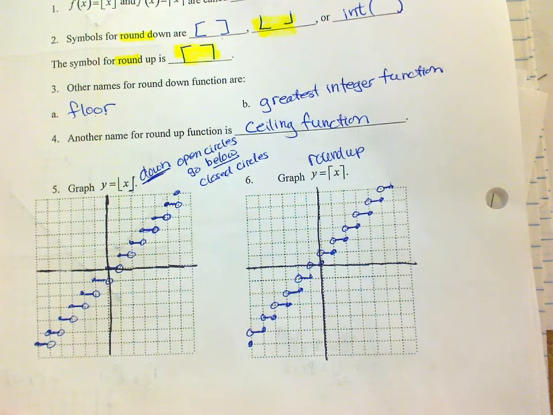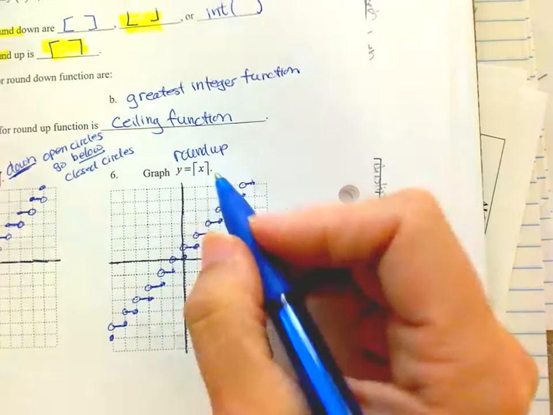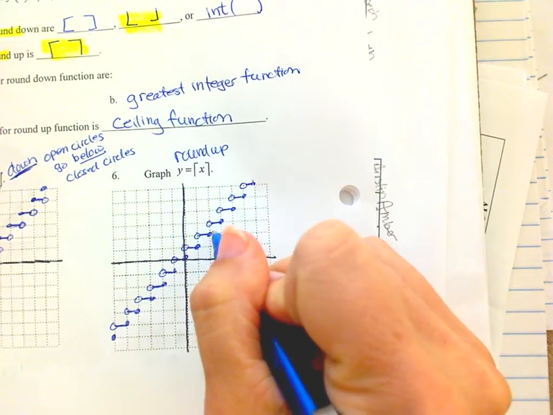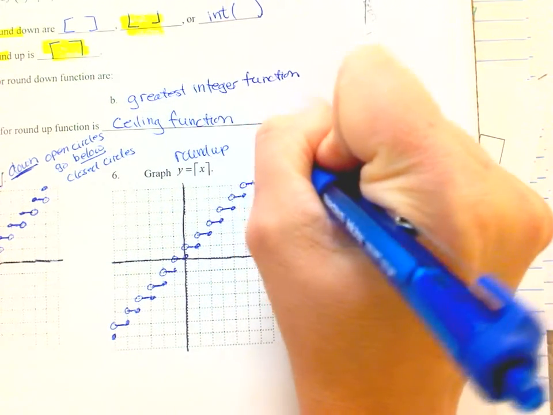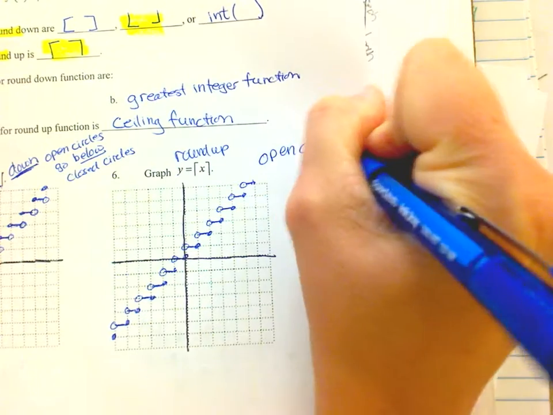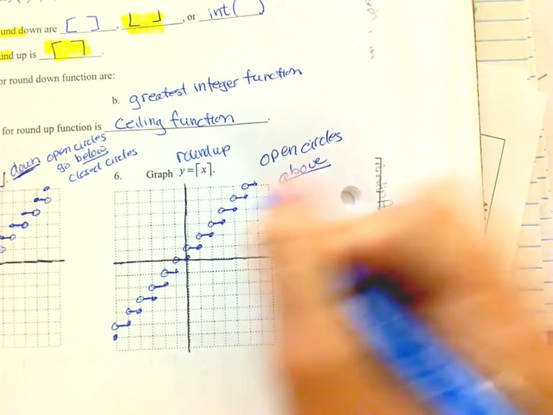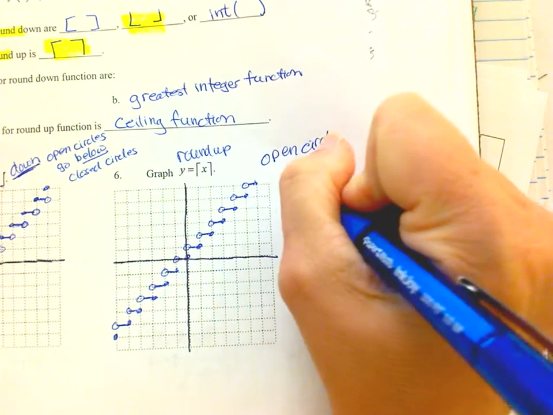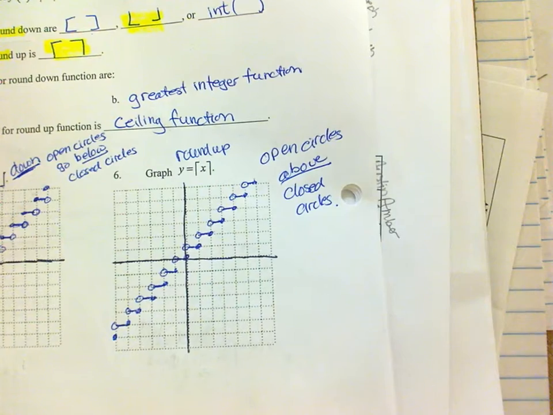We're going to do the same thing on number 6. Except for it's the round up function. So you're going to start by, again, putting your closed circles, and then you're going to put your open circles above your closed circles. And then connect them with a horizontal line. All right, so on the rest, we just need to shift them.